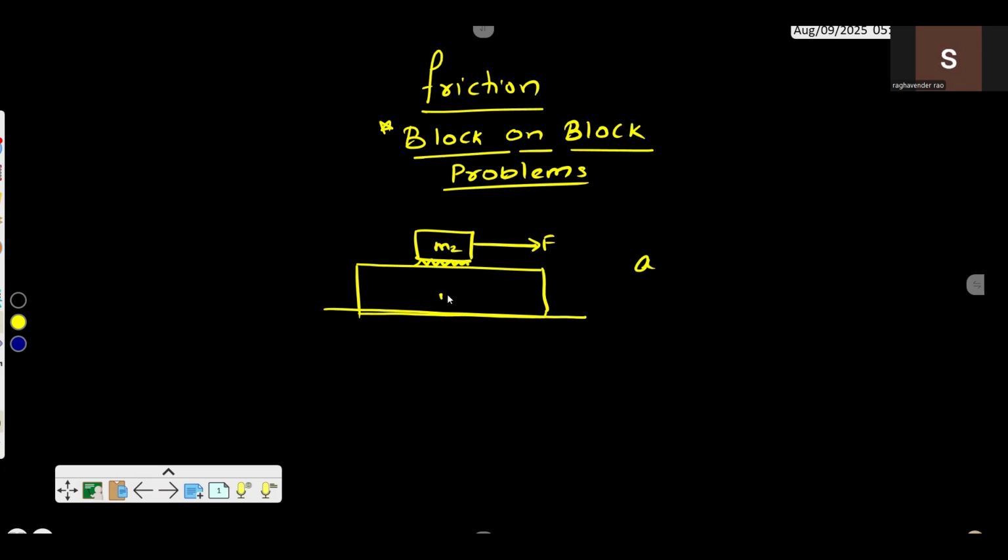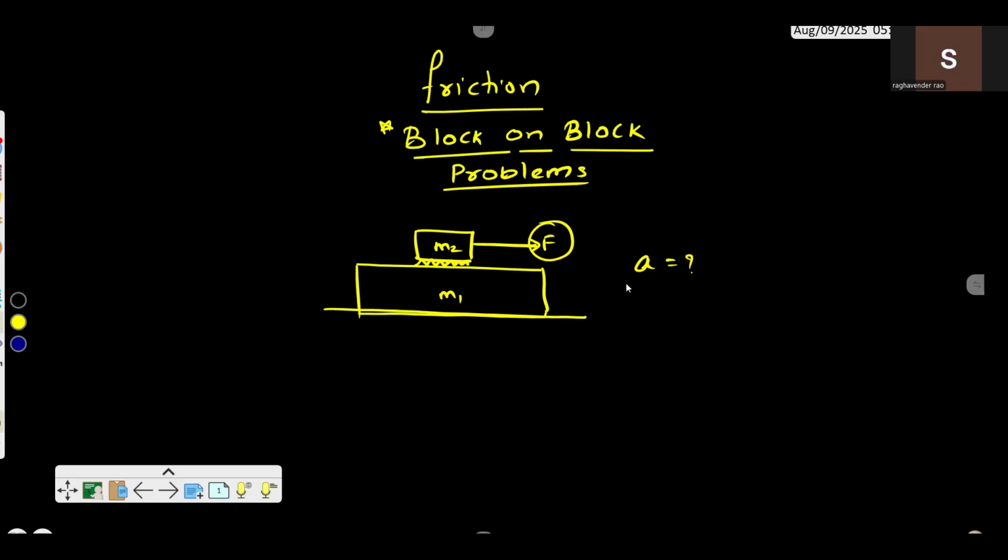Let us suppose this is m2, this is m1. What is the maximum acceleration with which these both blocks can move, or how much maximum force I can apply so that these both blocks can move together? Or he might also ask after what maximum force the blocks will separate. So these are the questions that might be asked. That is called block on block problems.